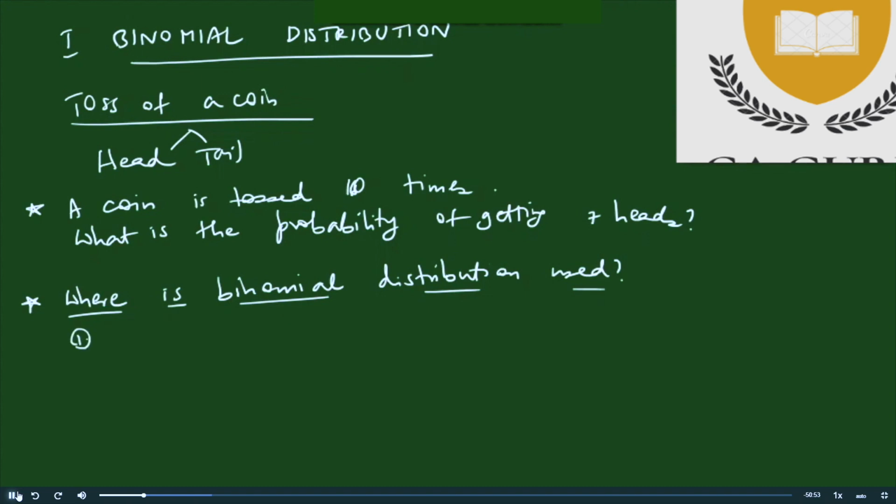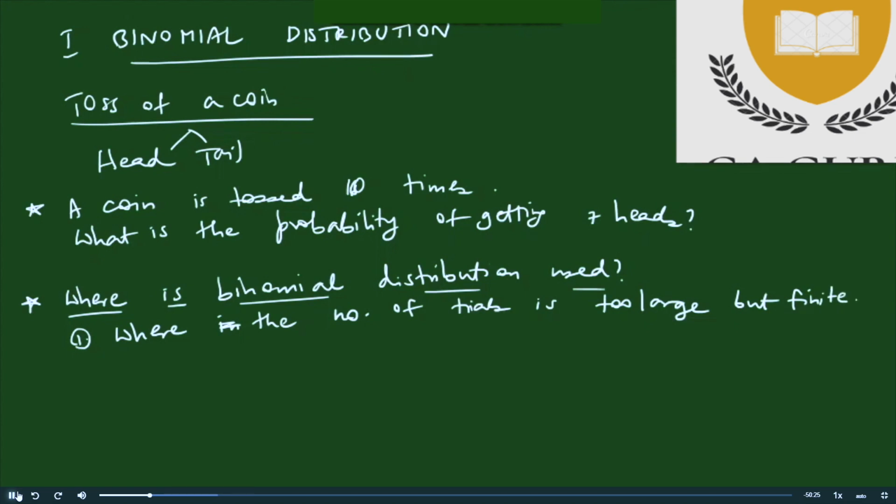There are some conditions for using binomial distribution. The first condition is that the number of trials is too large but finite. Finite means it is a definite number. We know that number, it is not infinity. It cannot be once, twice or thrice, because once means I can do one head or tail. Twice means head head, head tail, tail head and tail tail. Thrice means same way. So it is to be a number which is too large, but at the same time it is a known number. It is to be finite. So this is the first condition for using binomial distribution.